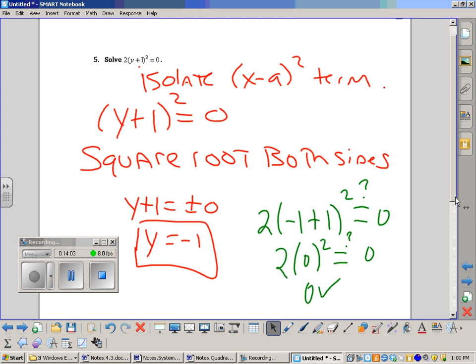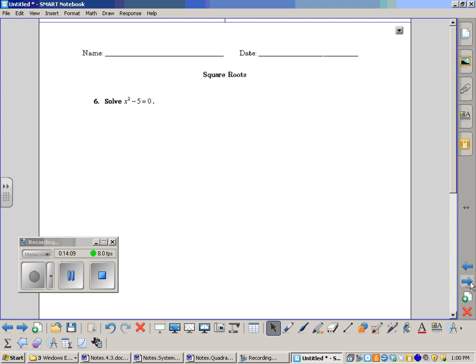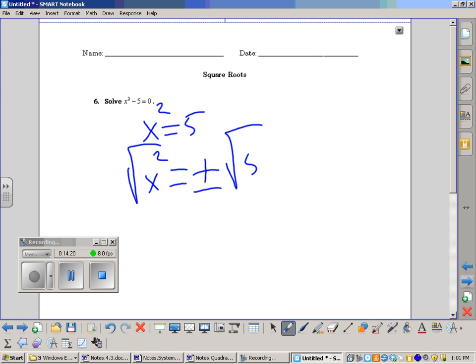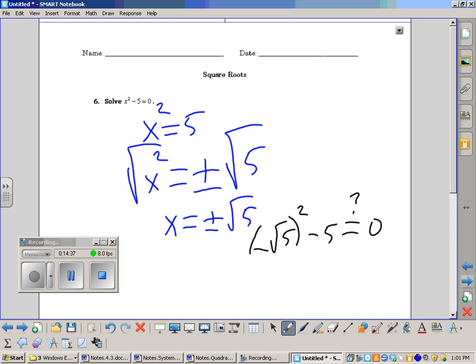Last question. So x squared minus 5 equals 0. So here's one with actual numbers, and x squared is 5. Now square root x squared. You're introducing the square root. You need plus or minus square root of 5. So we get x equals plus or minus square root of 5. Let's just make sure those are correct. Let's take negative square root of 5, square it, minus 5. Does that equal question mark 0? And it does. 5 minus 5 is 0. The square root of 5 would give you the same thing.